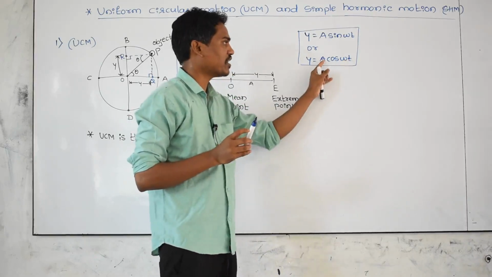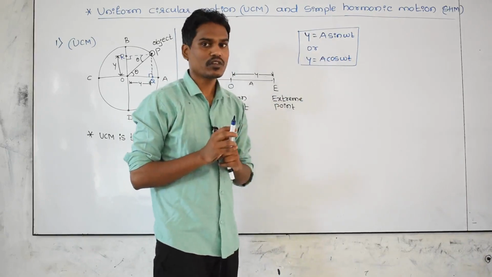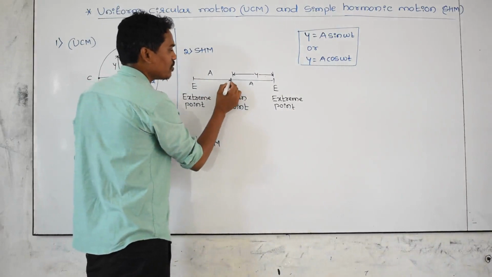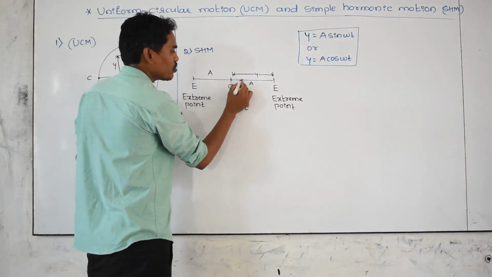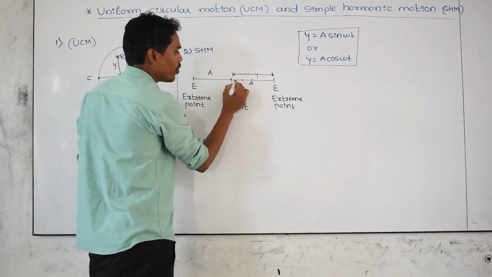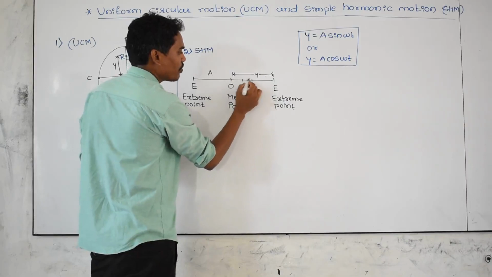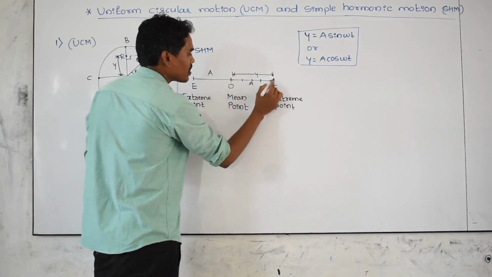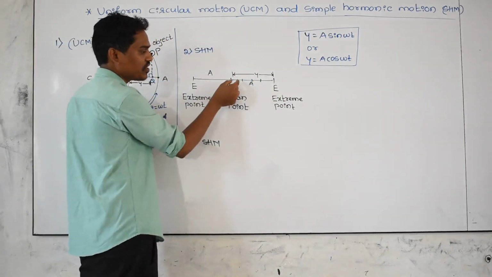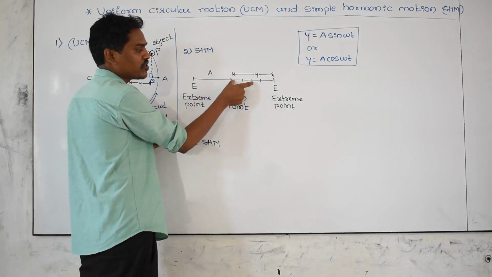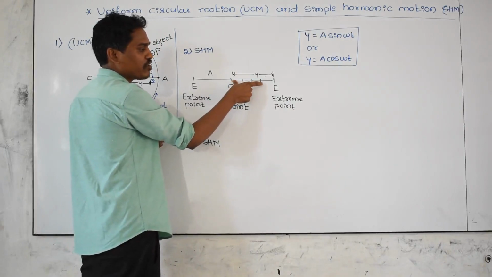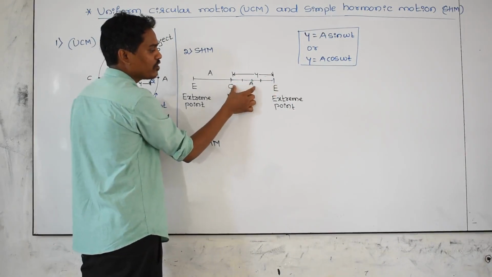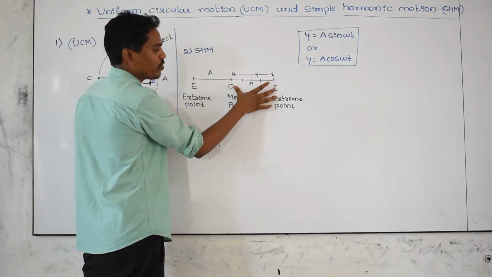And A is the amplitude, on both sides A is the amplitude. What is A? Amplitude is nothing but, let us take from the mean point, this is also a displacement, and from the mean point this is also a displacement. Let us take this displacement as y1, this displacement as y2, this displacement as y3, and this displacement as y4. This is y1, this is y2, this is y3, this is y4.